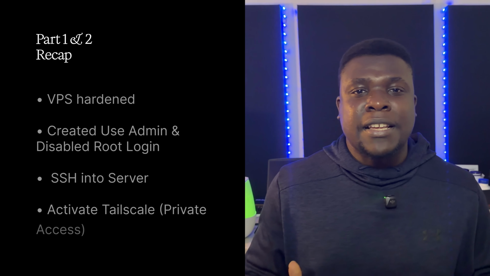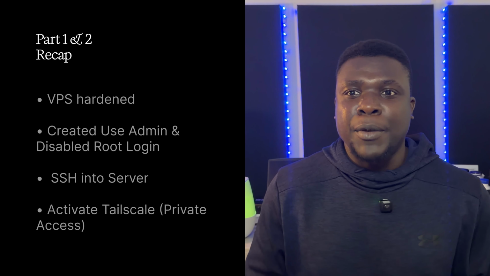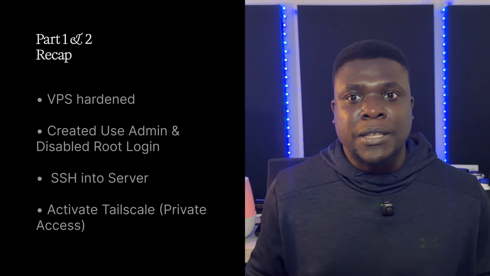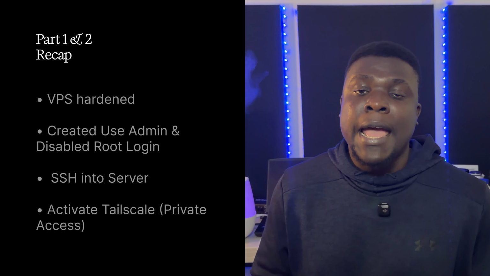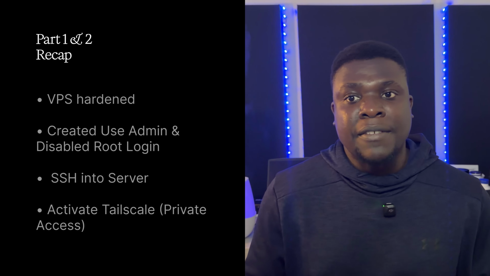Part 1 gave us the VPS setting. We had to set up our VPS and we did the SSH access. We hardened the server and we did the user admin. The root login, we disabled that and we activated our Tailscale. That's for the private access. So right now we should be able to SSH into the server through our private Tailscale network. That's the most important part.